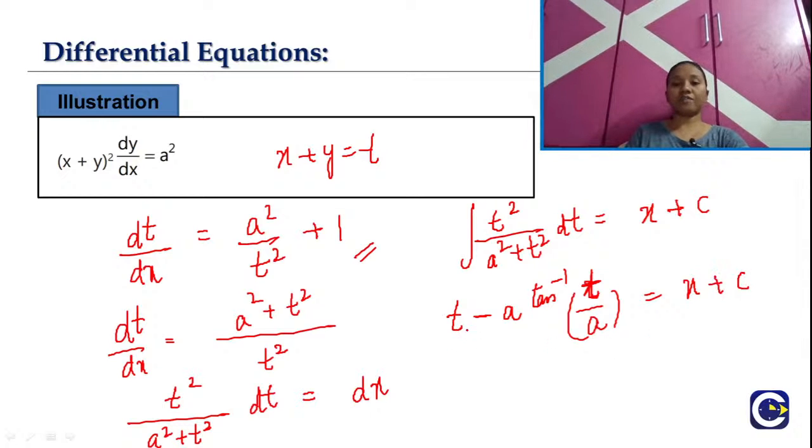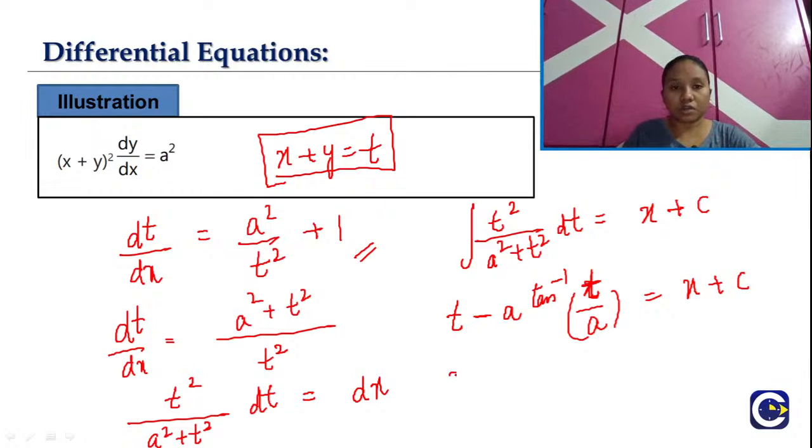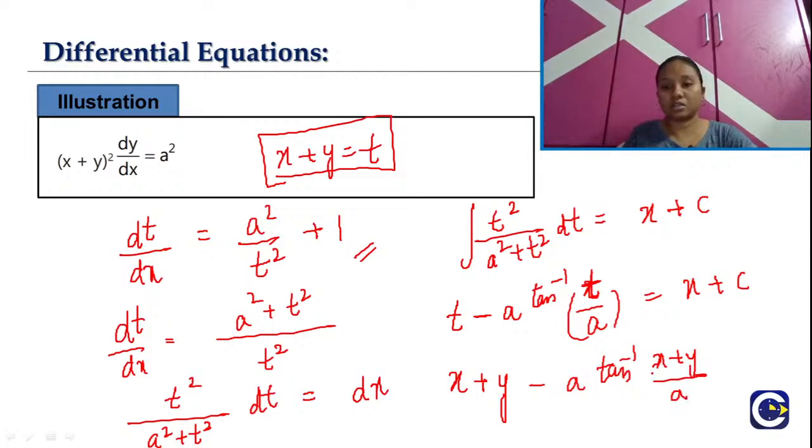Here we have assumed t in place of x plus y. Our final solution should be in terms of x and y, not in terms of t. So let's replace t using x and y. In place of t, we can write x plus y, so x plus y minus a tan inverse x plus y by a is equal to x plus c.